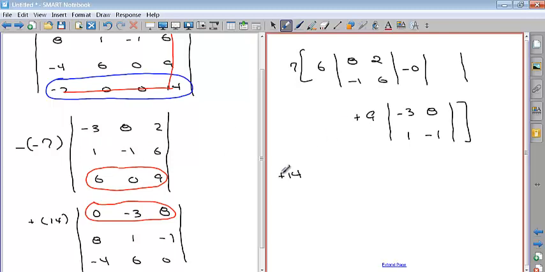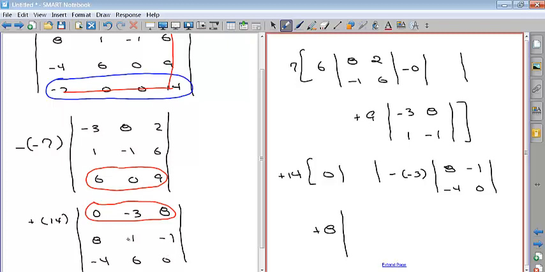Okay, then you got plus 14. Go to the next one. You're going to have 0 for your first term. So you have 0 times some 2 by 2 matrix. So it's 1, negative 1, 6, 0. Then you have minus a negative 3. So it's negative because it's in this position, and it's negative 3 because that's the number. And then you multiply that by what you've got left over. So this crosses out that, and you're left with 8, negative 1, negative 4, 0. Then you've got plus 8. And cross this out, and you're left with this little thing over here. So it's 8, 1, negative 4, 6.